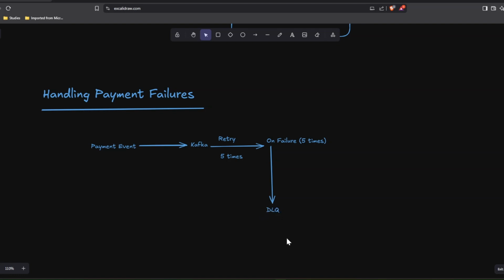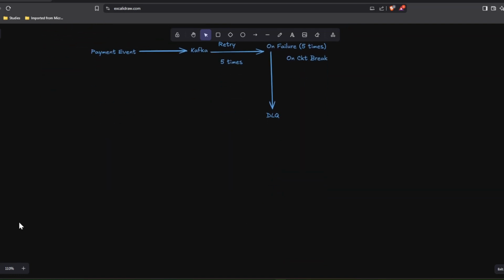What they will generally do is come back to the system and try to see things like why a certain payment event failed. So in handling payment failure with retry and the circuit breaker, once that circuit is broken, on failure or on circuit break, I will move it to my dead letter queue. This is one of the important aspects that I wanted to touch upon.